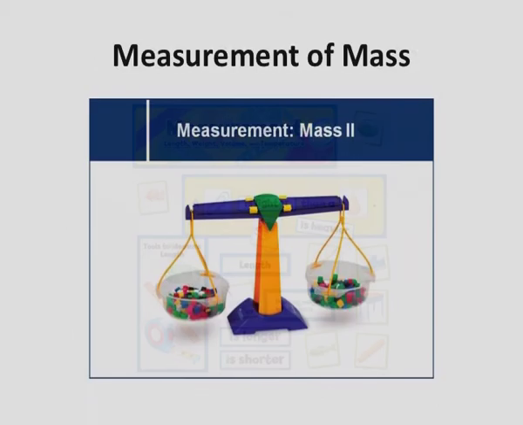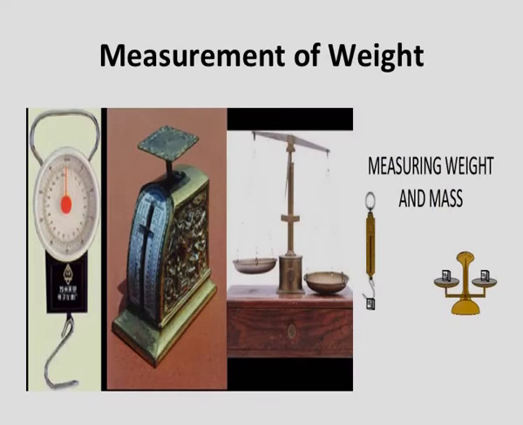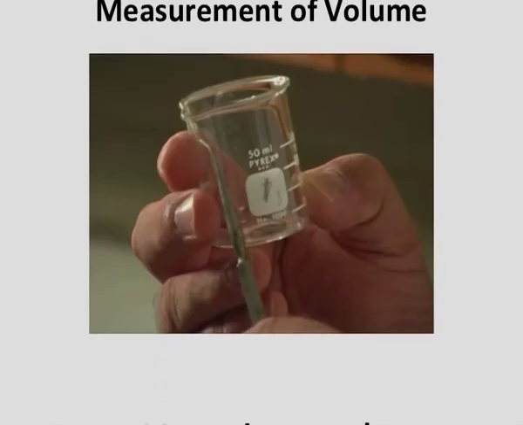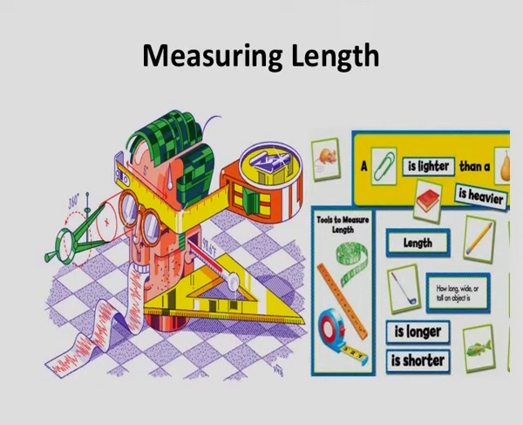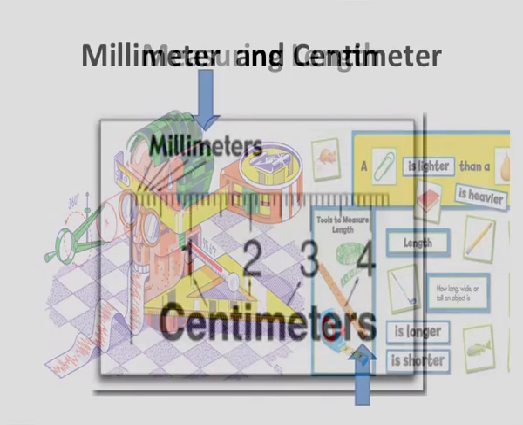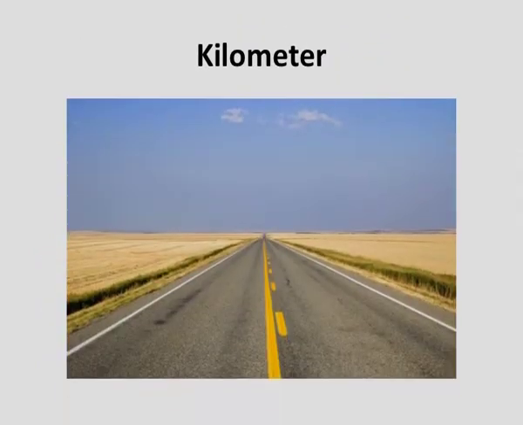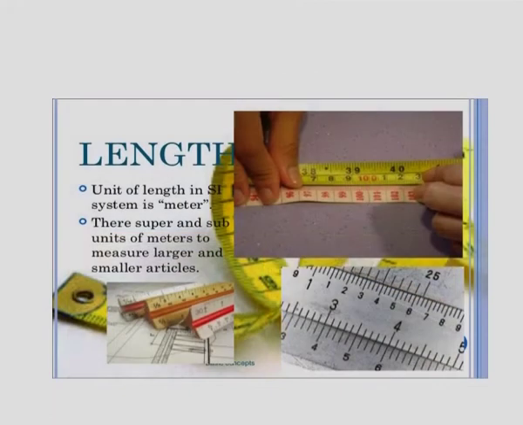Viewers, in this session we are going to discuss measurement of length, mass, weight, area and volume. You have already learned about the basic units of measuring length, that is millimeter, centimeter and kilometer. To measure length exactly, we have subunits also. These can be used to measure larger and smaller lengths.